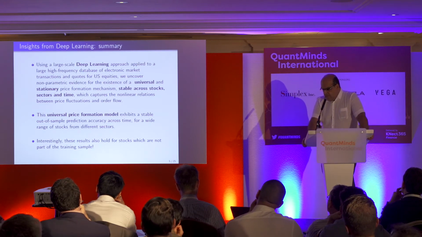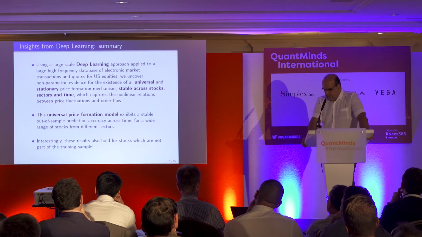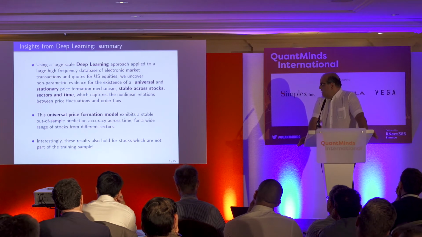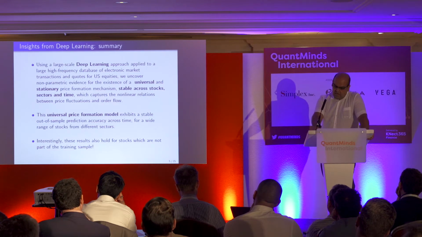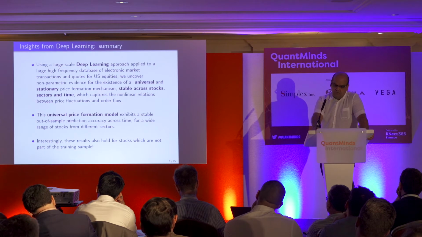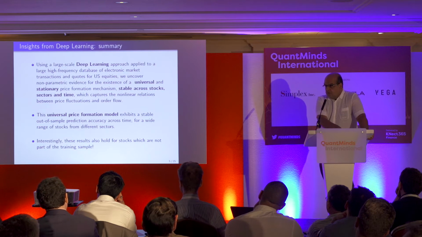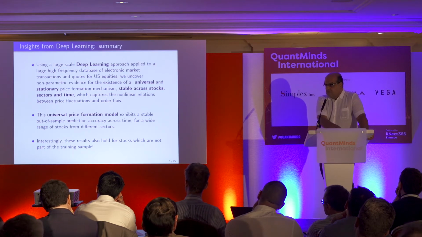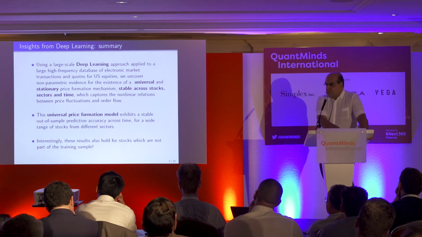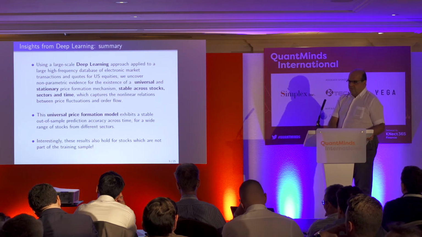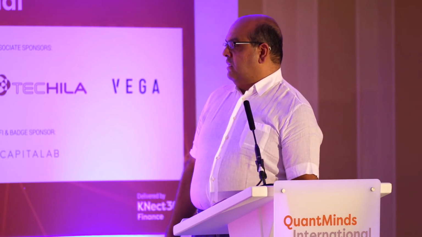What I will show you is that we uncover quite convincing evidence for a stable, universal, and stationary price formation mechanism, meaning that the map which sends the order flow of a stock to the next price is the same map across all stocks all the time. And this really surprised me. I had to check and recheck this 10 times to convince myself that we're not doing something stupid, that there's not a bug, and that it's tested out of sample. I'm going to show this in detail.